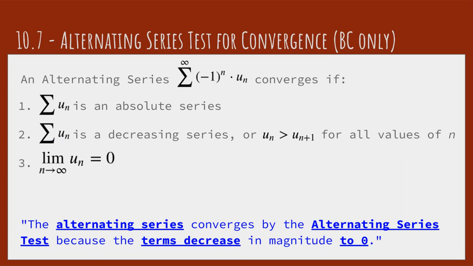So the justification that we're going to use, and what we need to show that a series converges using the alternating series test, is what I have written down here in blue. So we're going to say the alternating series, so that's condition one, converges by the alternating series test, because the terms decrease. So decrease is condition two, in magnitude. Magnitude is just looking at the absolute value of the terms, to zero. So that's saying the limit of the terms is approaching zero.